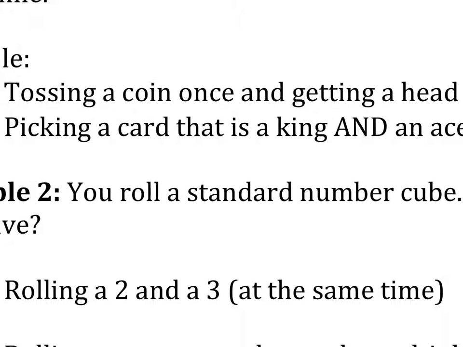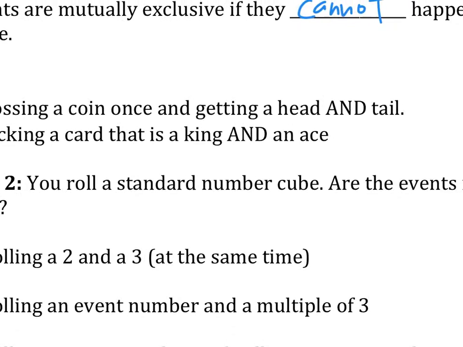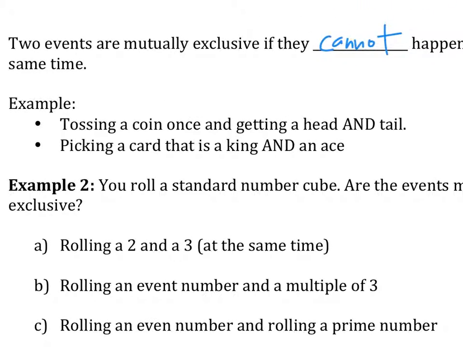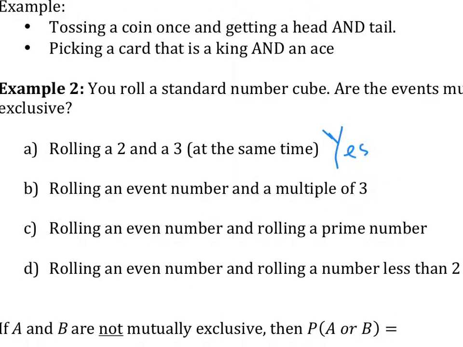How many people think they are mutually exclusive? They cannot happen at the same time. How many people think they are not mutually exclusive? You can get a 2 and a 3 at the same time. Okay, so let's vote again. How many people think they're mutually exclusive? They cannot happen at the same time. Okay, good. So they are mutually exclusive. All right, so you and your partner are going to do B, C, D.